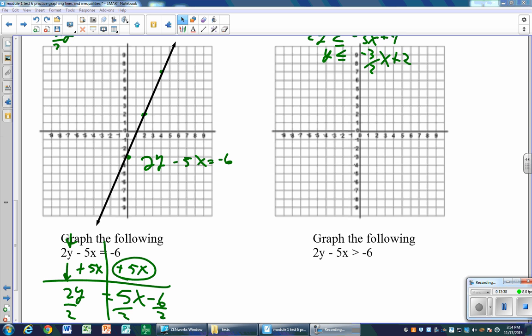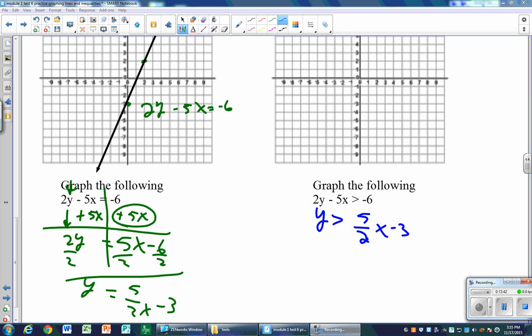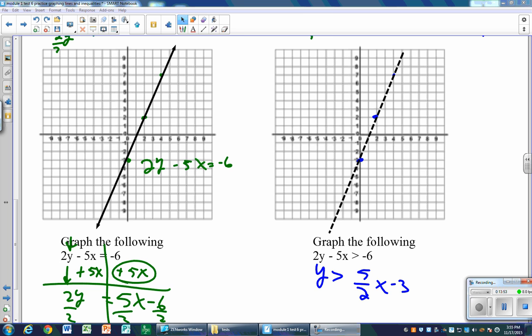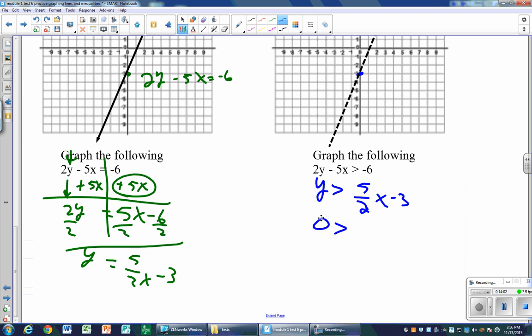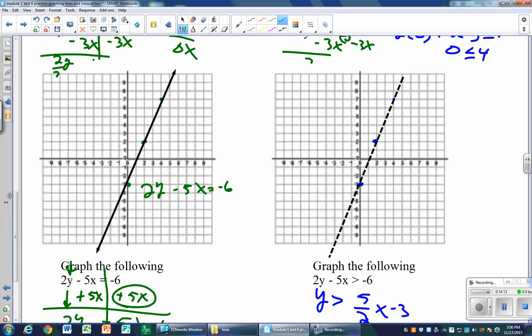Okay, now let's graph this. We solve it exactly the same way and graph. Remember, I didn't divide by a negative, so I don't change the direction of the inequality. If I did divide by a negative, I would have to change the direction of the inequality. And it is a dotted line. Now let's figure out which side to shade. So I'm going to plug in 0 is greater than 5 halves times 0 minus 3. Is 0 greater than negative 3? Yes, 0 degrees is better than negative 3 degrees outside. So I shade that side, label it with the original inequality.